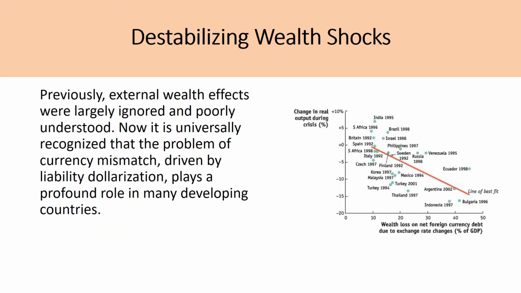Okay? So previously, external wealth effects were largely ignored and poorly understood. Now it is universally recognized that the problem of currency mismatch, driven by liability dollarization, plays a profound role in many developing countries. And so you can see by this illustration over here, the change in real output during crisis relative to the wealth loss on net foreign currency debt, right?